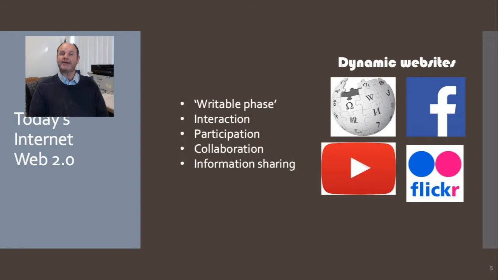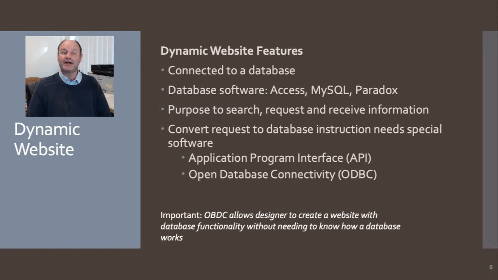These are dynamic websites. A dynamic website has a database connected to it. The types of database software used on the internet are Access, MySQL, and Paradox. This website allows the user to be able to search, request, and receive specific information from the database. In order for a database to receive a HTTP request and convert this request into an instruction that the database will understand, special connectivity is required.